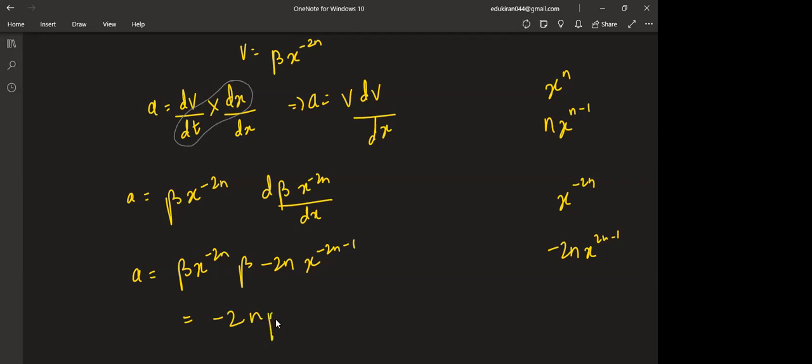Then beta into beta will become beta square. X minus x will be common. Minus 2n will become minus 4n with this minus 1. Basically, it's like minus 2n minus 2n minus 1.